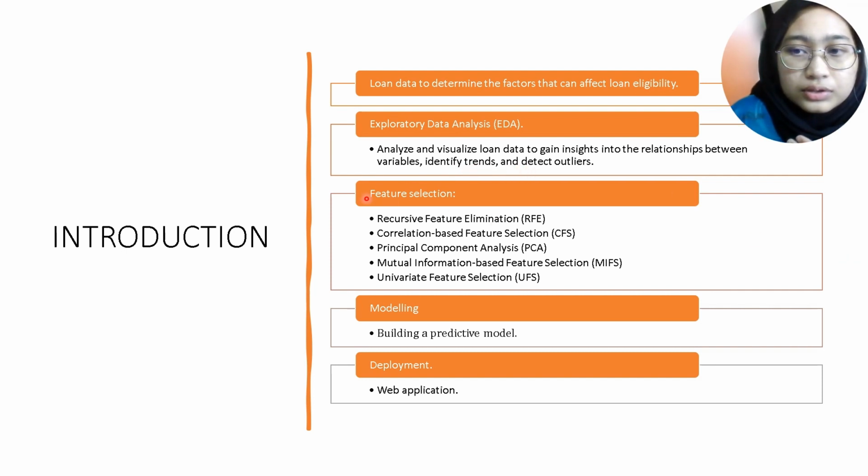And then the next one is feature selection. As we can see, there are a few feature selection methods here. And modeling, where we build a predictive model that can accurately classify loan applicants as eligible or not based on the features. And the deployment will implement a web application in this assignment.